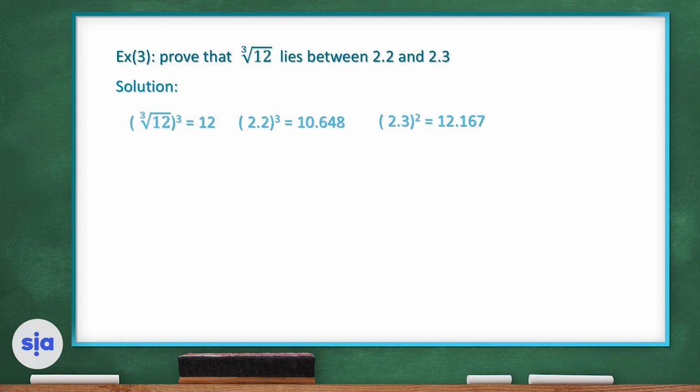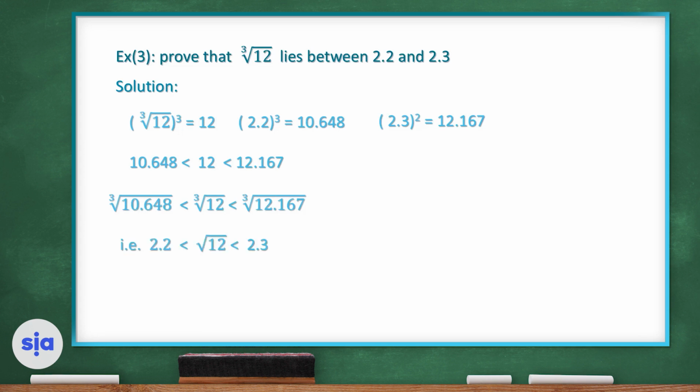Then, like the previous two examples, we're going to make an inequality. 10.648 is less than 12 is less than 12.167. After that, the question wants us to prove the cubic root of 12, so we're going to take the cubic root of the entire inequality. So cubic root on every one of these numbers. Then cubic root of 10.648 is 2.2. Cubic root of 12 as it is, then 2.3.